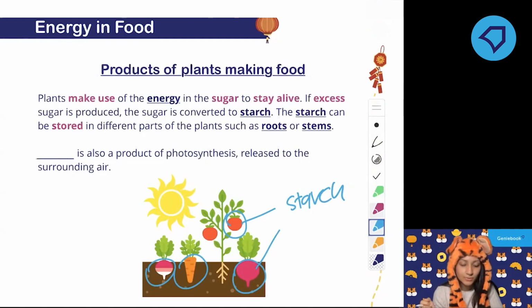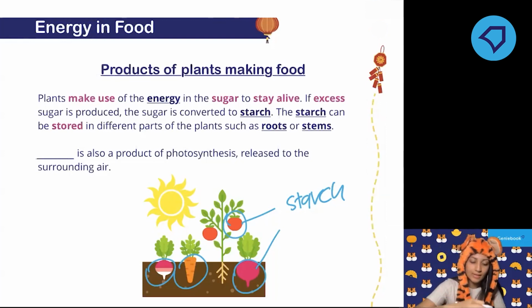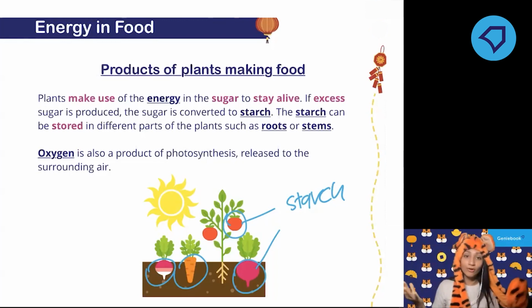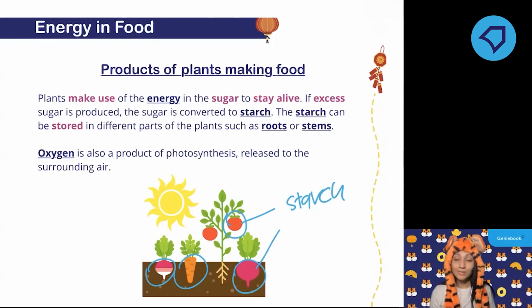Okay, so what is also a product of photosynthesis? I think we already talked about this. Because of plants, thank goodness for plants, there is life on Earth. All right, imagine without this chlorophyll, there will be no life on Earth, for the fact that we will not get enough oxygen. How does the excess sugar become starch?